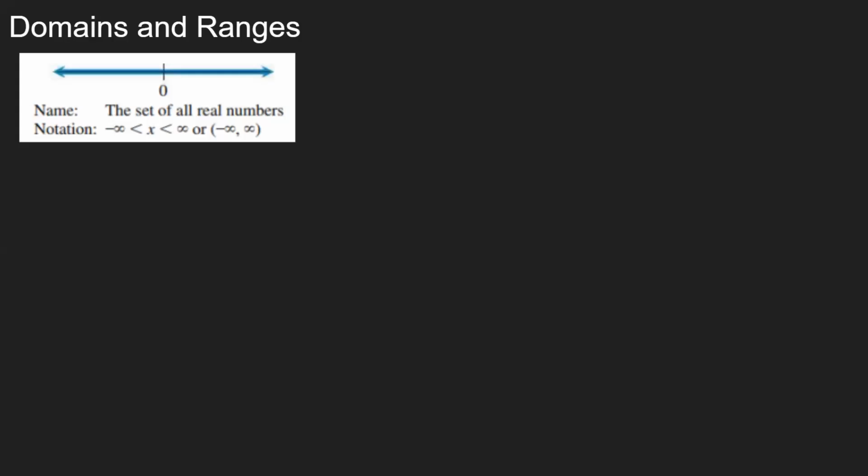All right, so in this video, I want to talk a bit about domains and ranges and interval notation. If we just look at the number line, if you have the entire number line shaded in, that's the set of all real numbers. In interval notation, you would have parenthesis, negative infinity, comma, infinity. And that means that is the set of values of all real numbers.